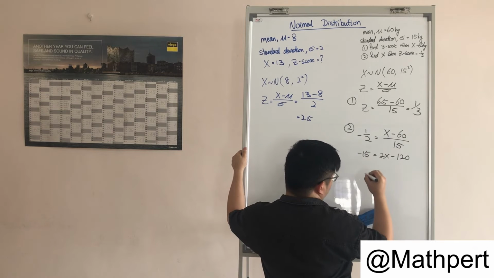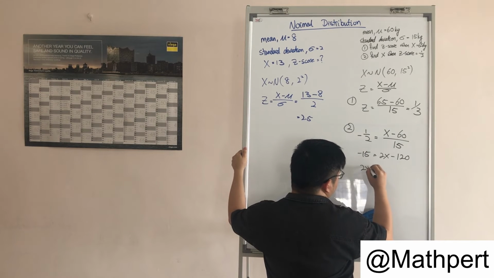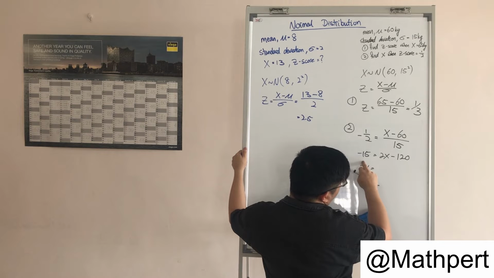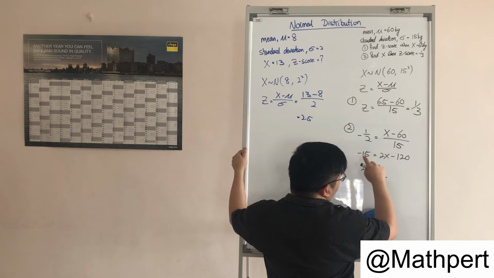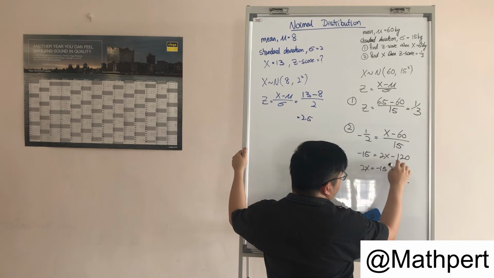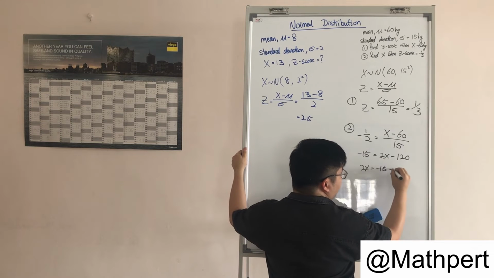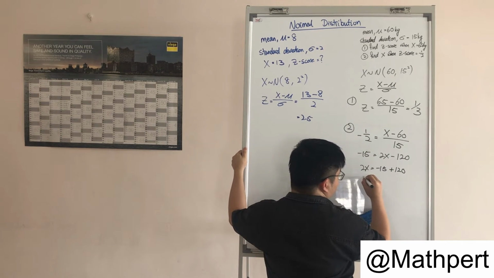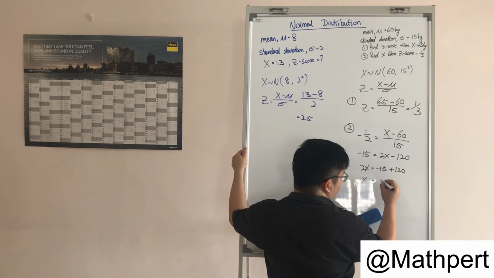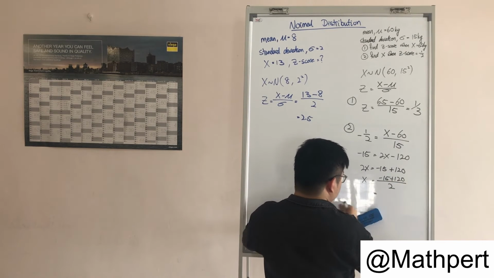So 2X is equal to negative 15, and moving the negative 120 to here becomes plus 120. So X equals negative 15 plus 120, divided by 2. So X is how much?